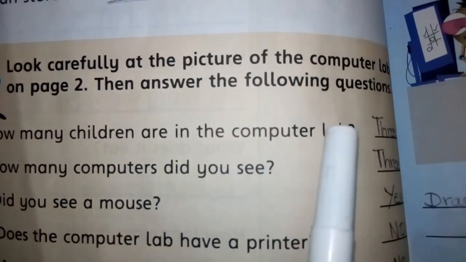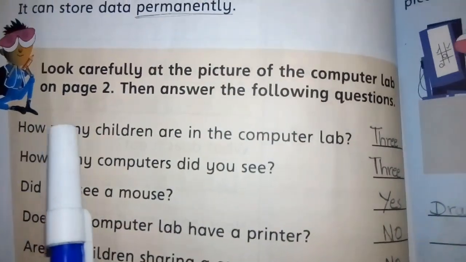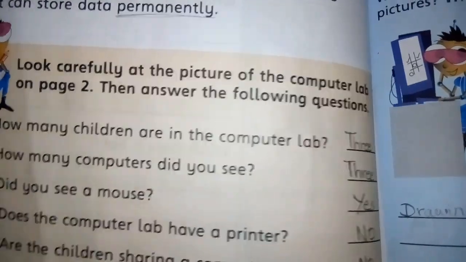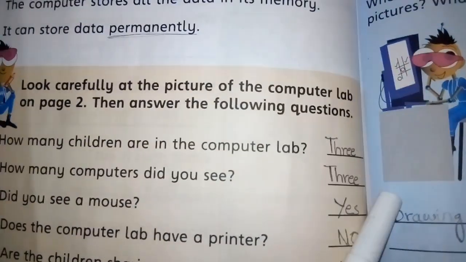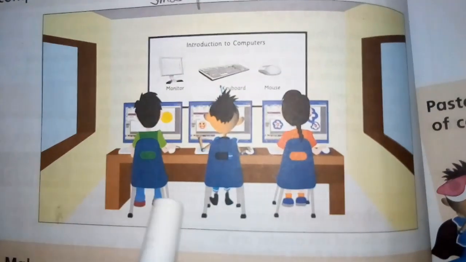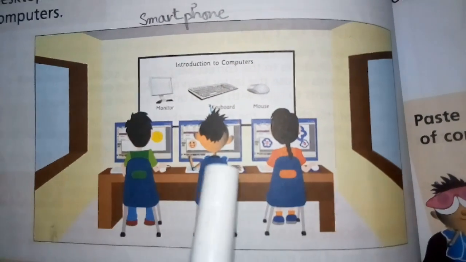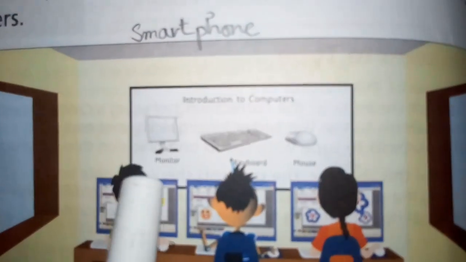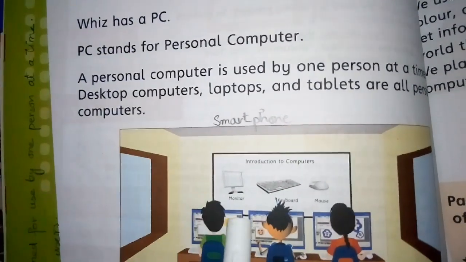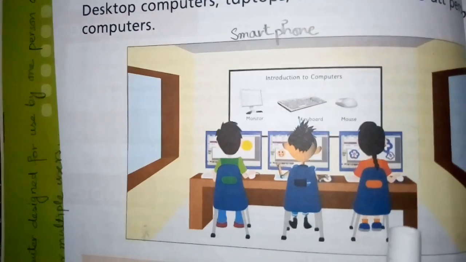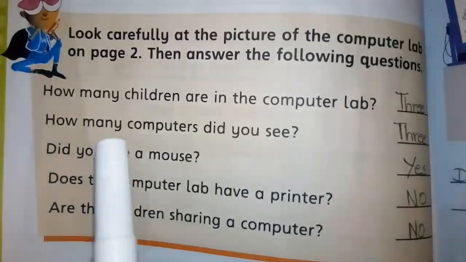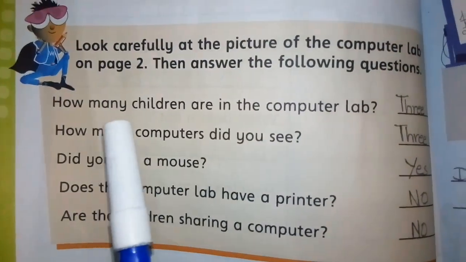Look carefully at the picture of the computer lab on page 2. Then answer the following questions. Let me see the pictures on page 2. This is page number 2. You may see this picture. Here are 3 persons, 3 computers, and here is a blackboard with writing on it. Introduction of computer: monitor, keyboard, mouse. The 3 persons are each using their own computer. Now after this, you may answer the questions.